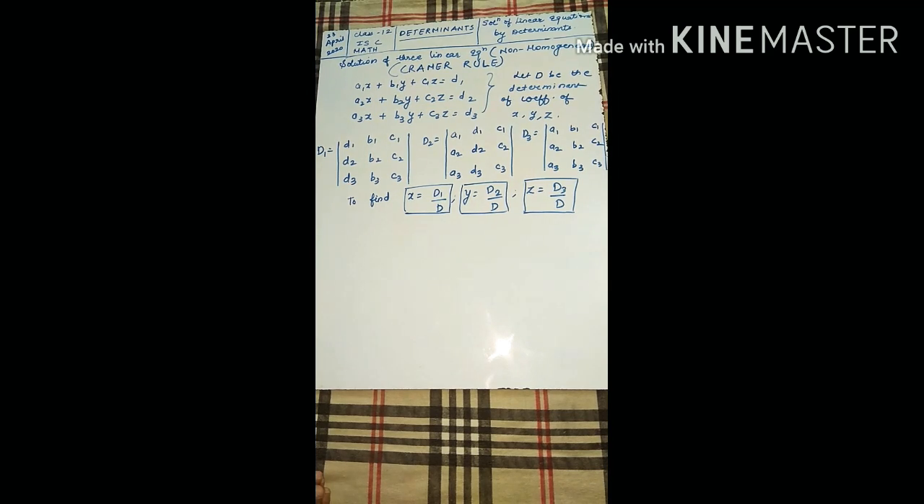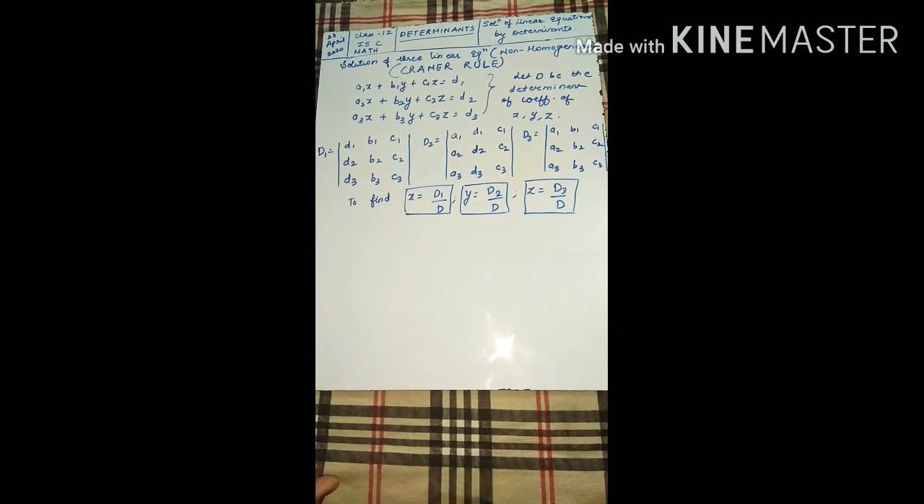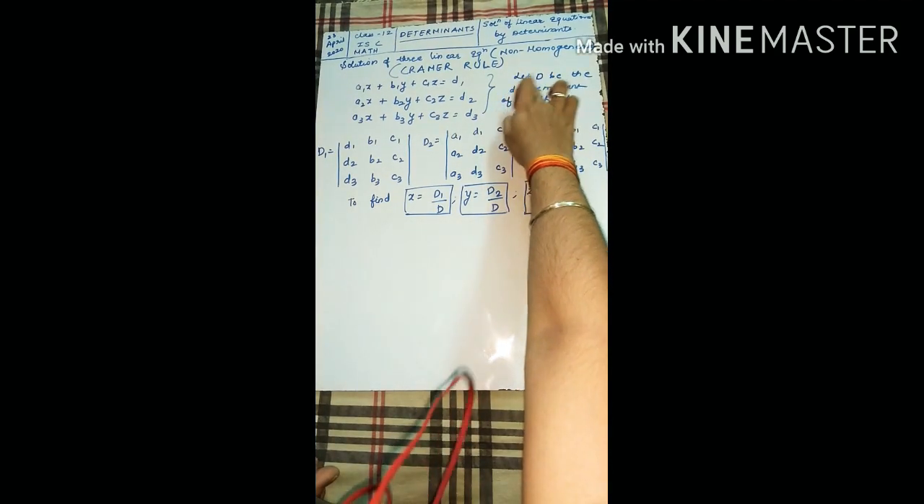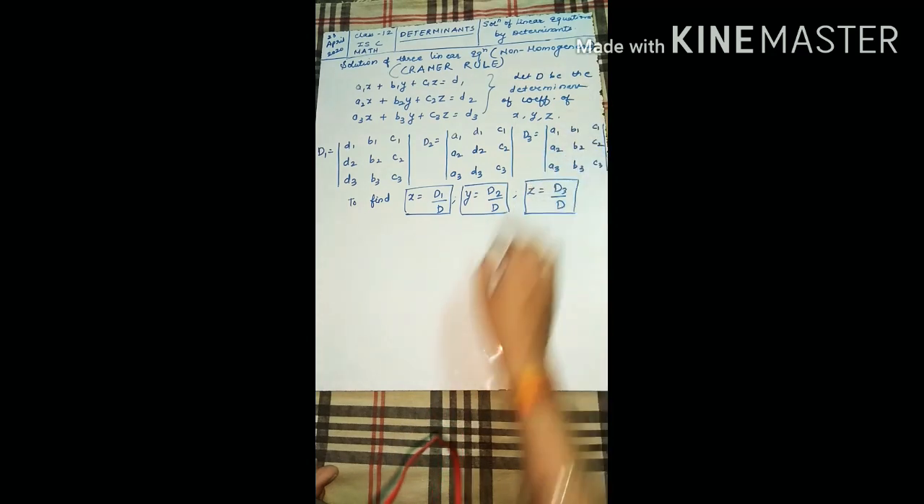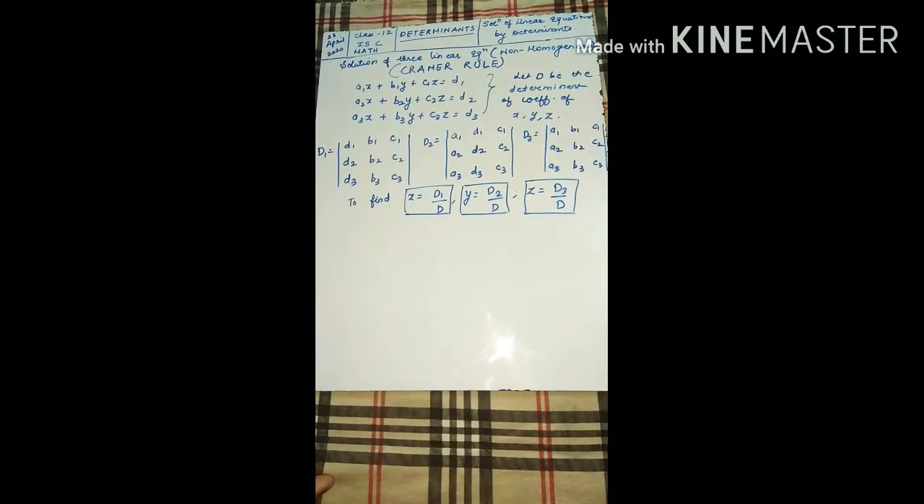Now we are going to see the very important part of this chapter, and this would be the last topic of this chapter. We are going to see the solution of three non-homogeneous linear equations, and we are going to solve them with the help of Cramer rule. This rule is very important and you have to keep it in mind. So we are taking the three linear equations as a1x plus b1y plus c1z is equal to d1, and so on for the other two. Let us start. Let d be the determinant of the coefficients of x, y, z.